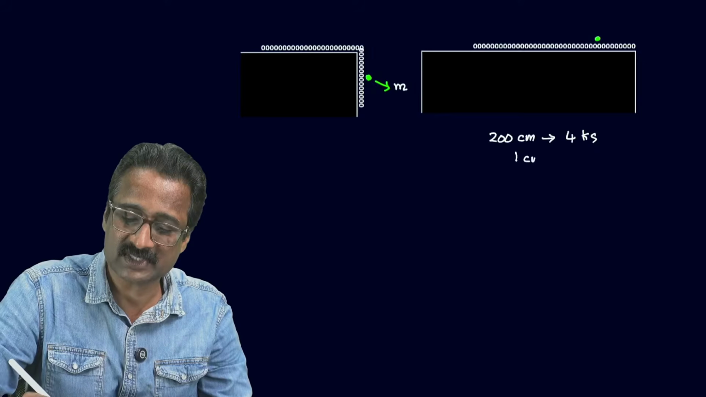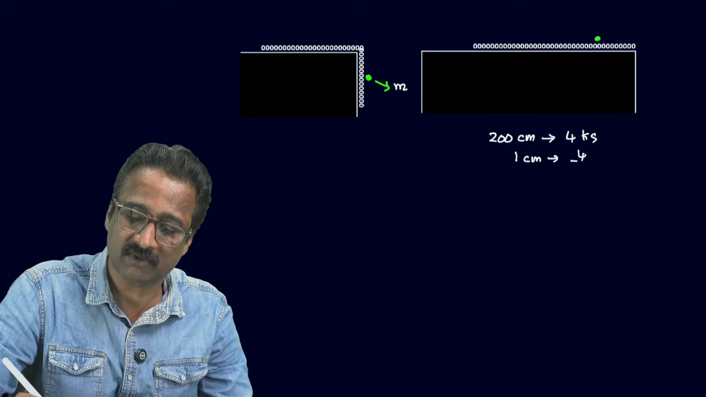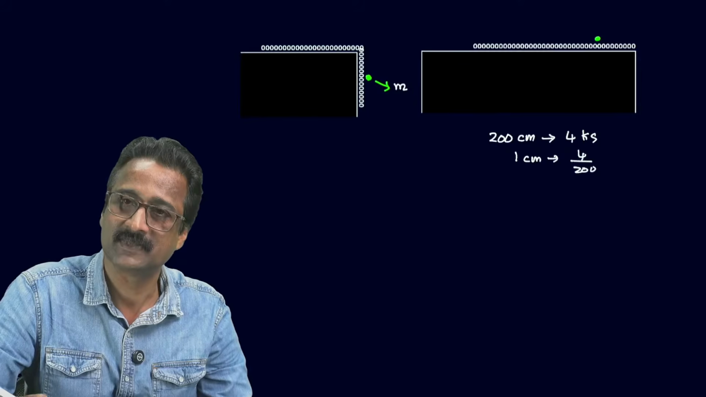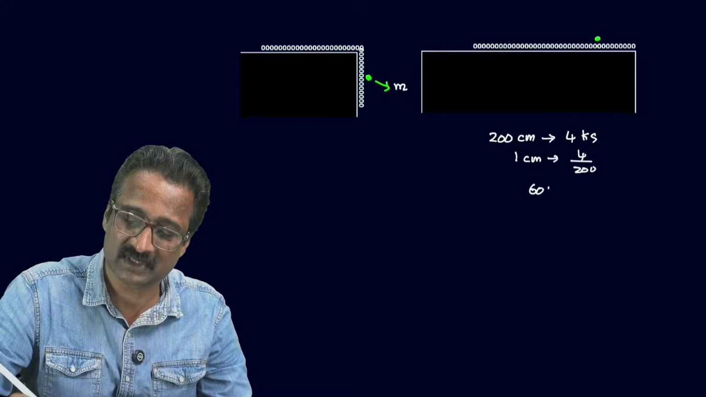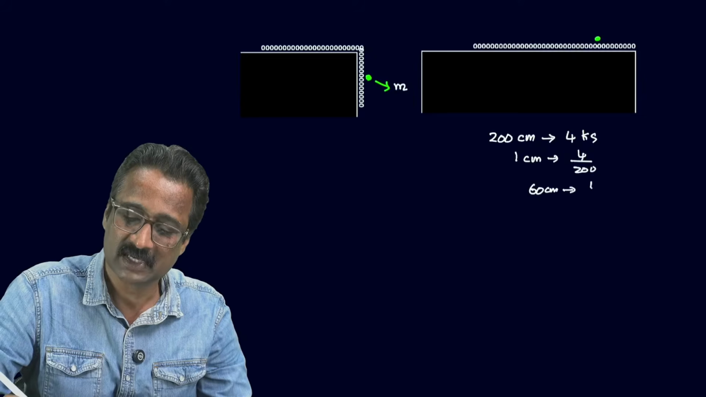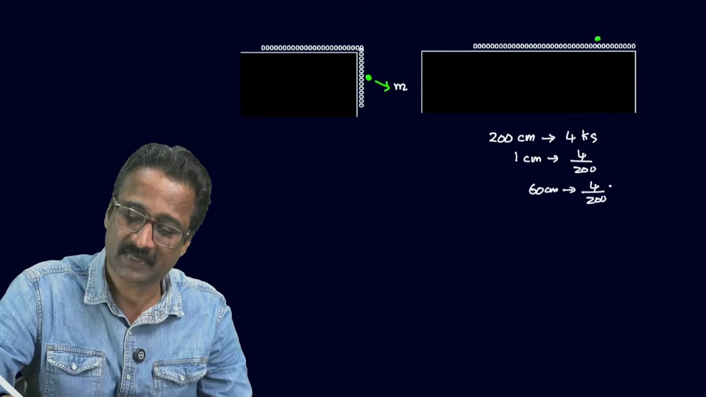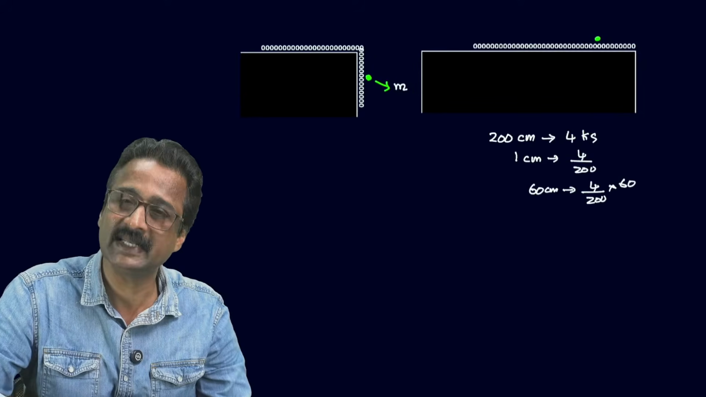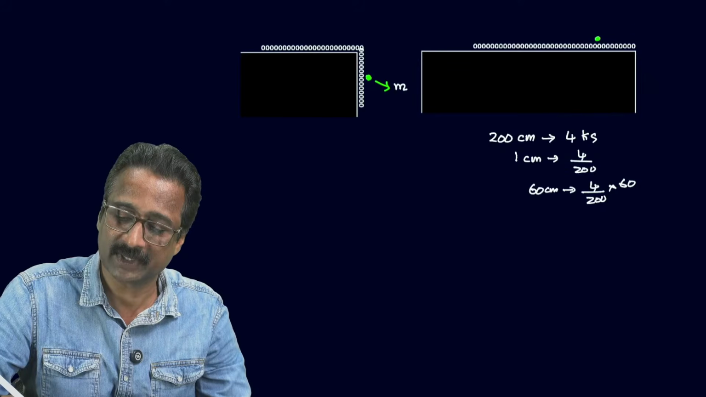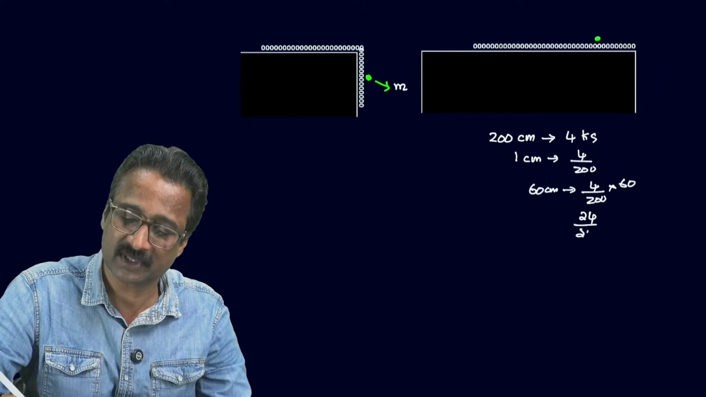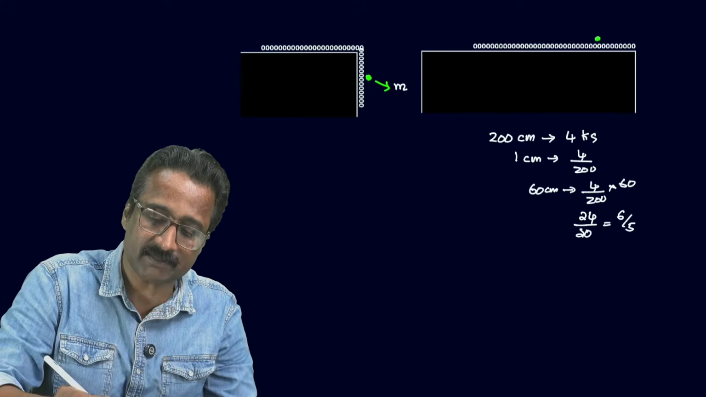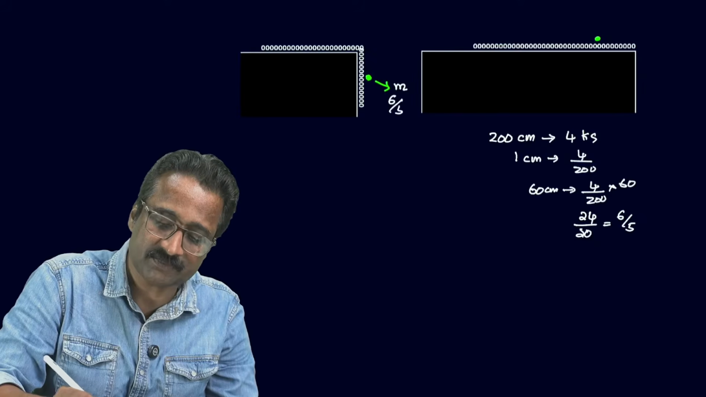Therefore, 1 centimeter will have 4 divided by 200 kg. Therefore, 60 centimeters, they ask you what's the mass of 60 centimeters. That will be 4 by 200 into 60. In other words, it is 24 by 20 kg, I think it is 6 by 5 kg. Yes, so the mass m of the hanging part is 6 by 5 kg.